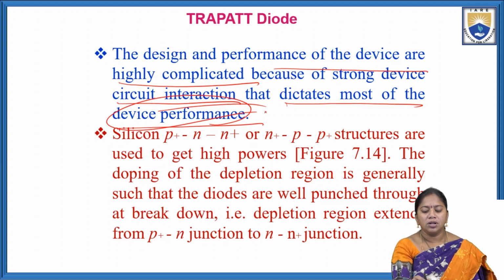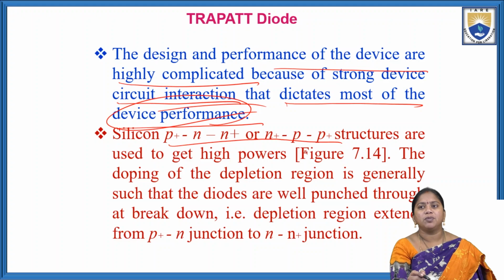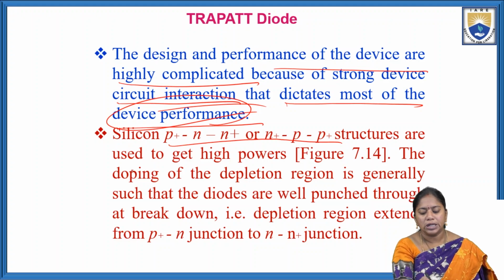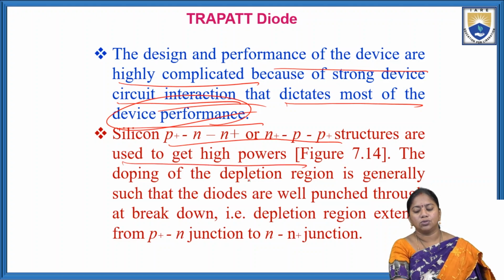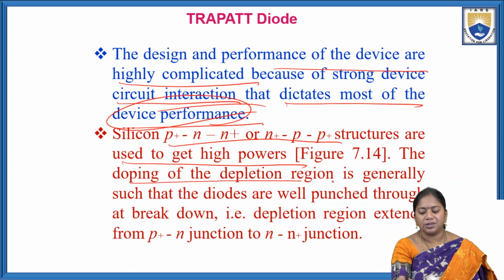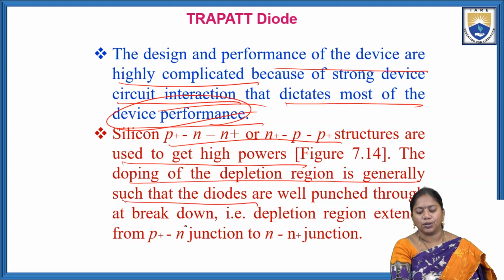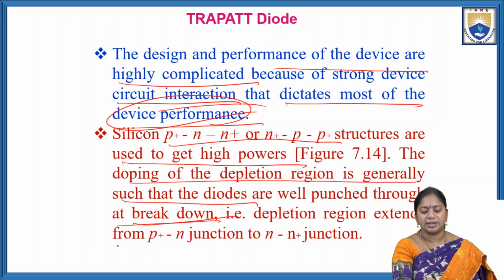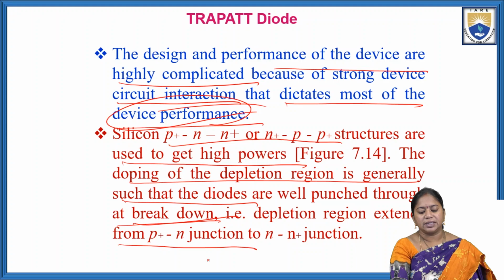Silicon P plus N plus or N plus P P plus structures are used to get high powers. The doping of the depletion region is generally such that the diodes are well punched through at the breakdown. The depletion region extends from the P plus N junction to the N plus N junction.